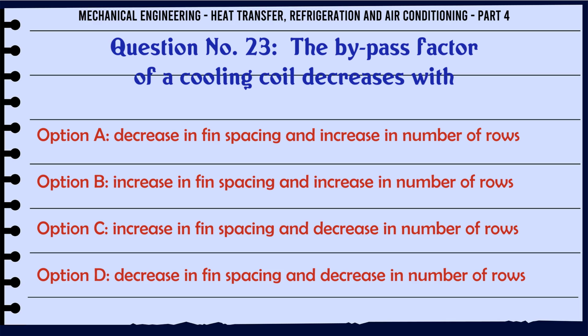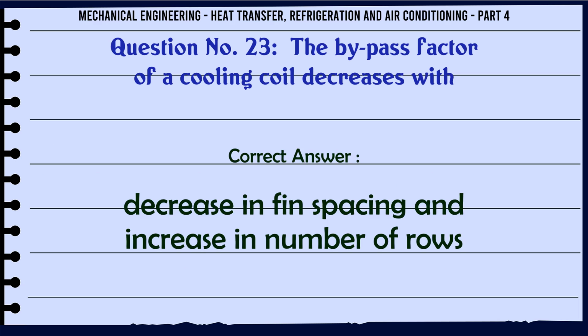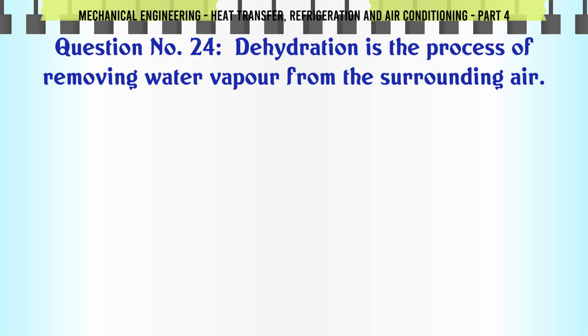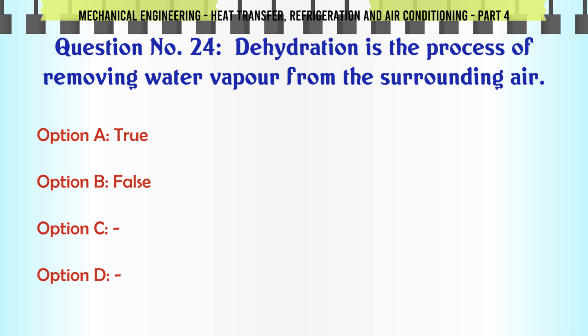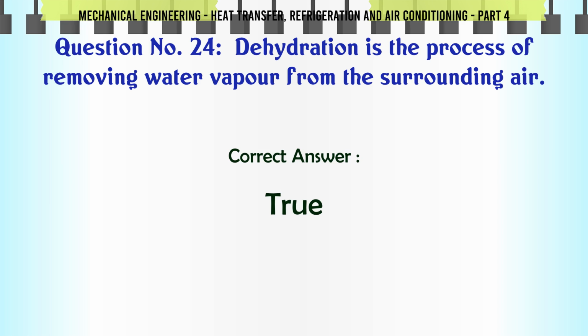D. Decrease in fan spacing and decrease in number of rows. The correct answer is decrease in fan spacing and increase in number of rows. Dehydration is the process of removing water vapor from the surrounding air. A. True. B. False. C. D. The correct answer is true.